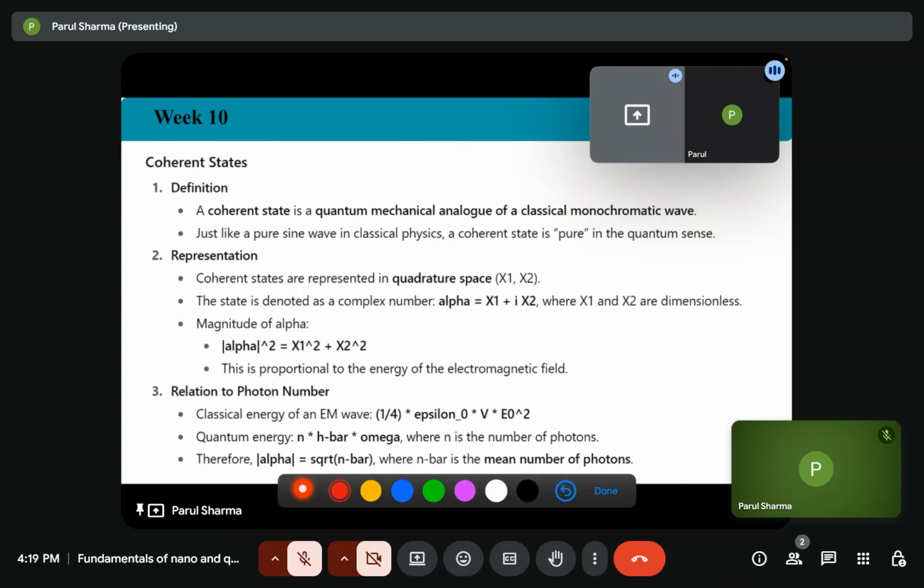So how did we represent it? So we represent it as coherent states.